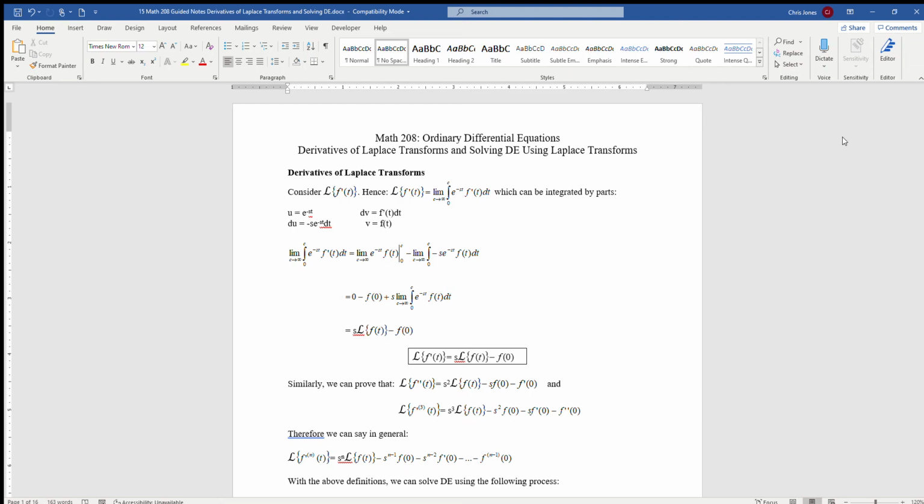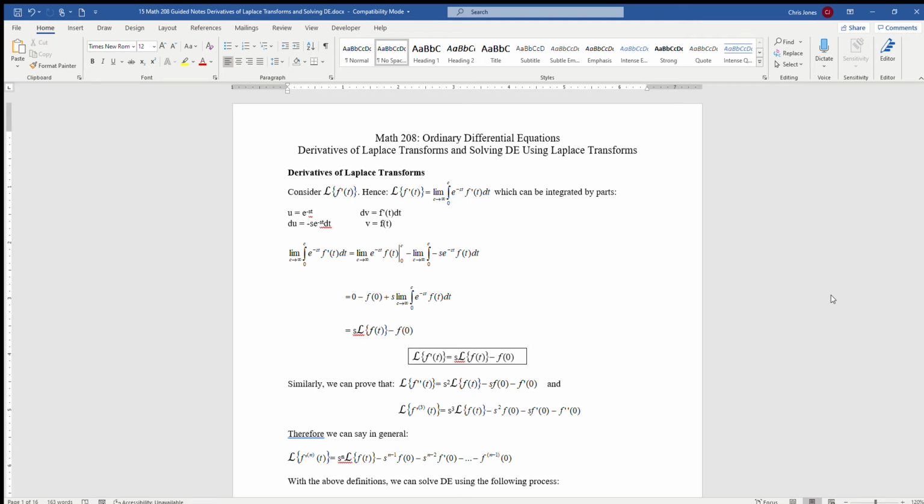So in the previous video's lesson, we looked at the definition of the Laplace transform, and then we took a look at the inverse Laplace transform. And now what we're going to do is look at what we can do with all of those different functions. The first thing that we're going to learn how to do is find the derivatives of Laplace transforms.